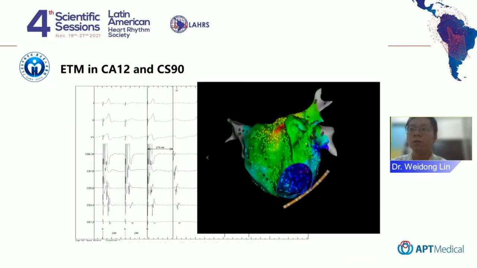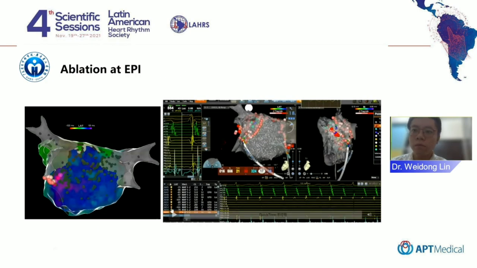So we try to ablate here, about the opening side of the left muscle, the vein of Marshall, on the epicardial side. We try to ablate at the epicardial side of the coronary sinus. And then, I'm sorry, the video cannot play. The tachycardia started and terminated during an ablation at the epicardial side of the coronary sinus.